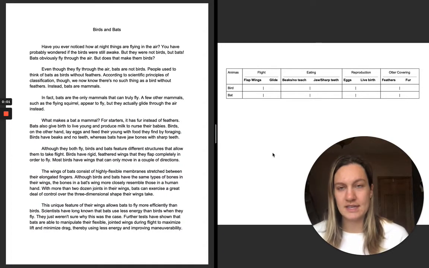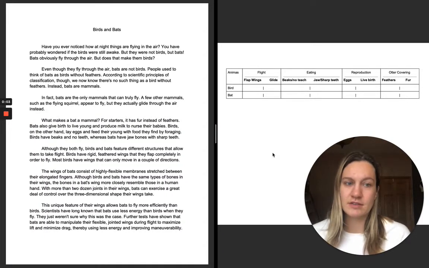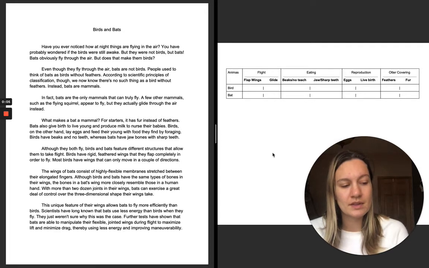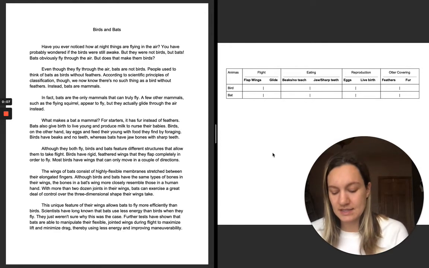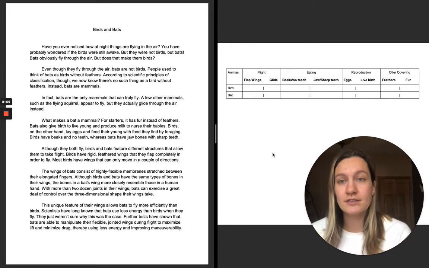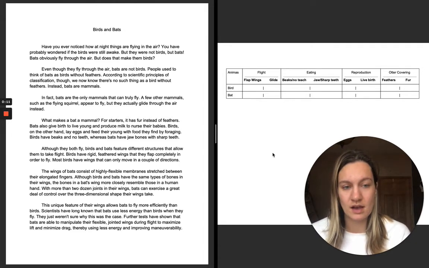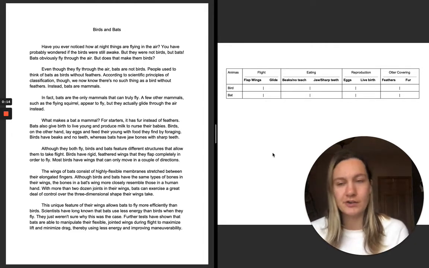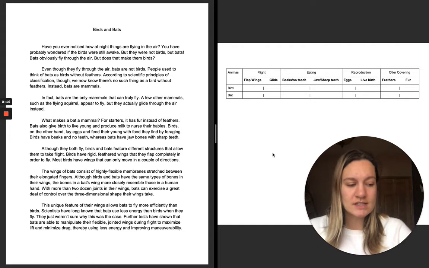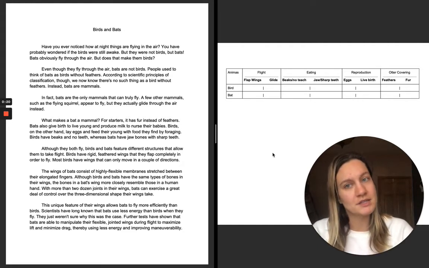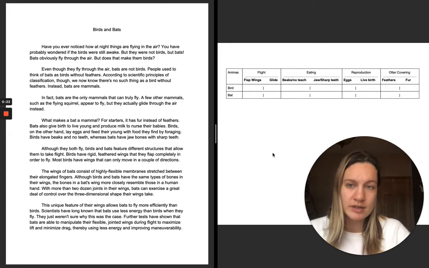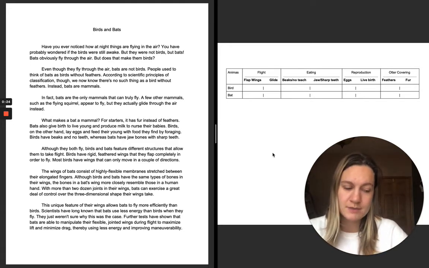Today's video lesson is using semantic and text structure after reading to help us figure out what we're reading. The skill is using this semantic and text structure to figure out how well we can understand things. The objective is that students will be able to complete the semantic chart and compare and contrast birds and bats after they read the article Birds and Bats.